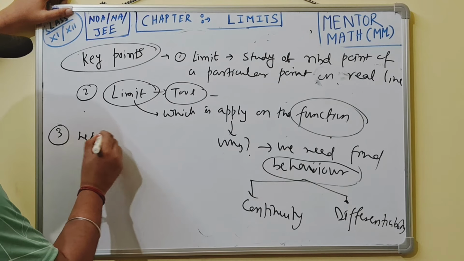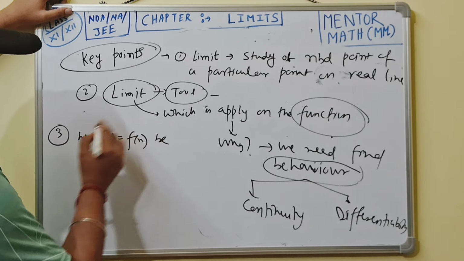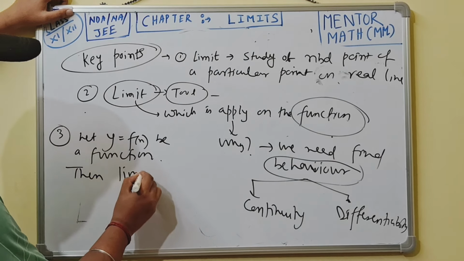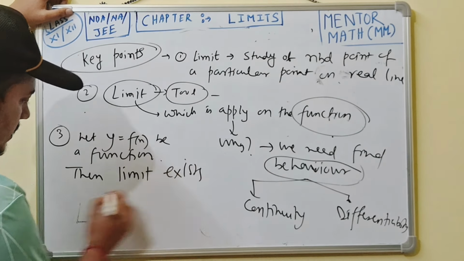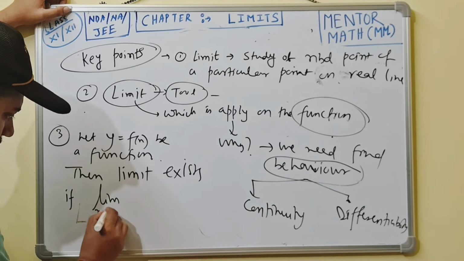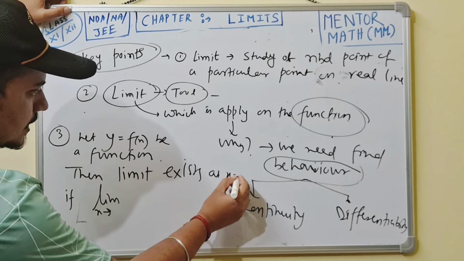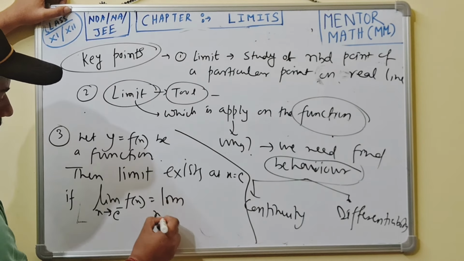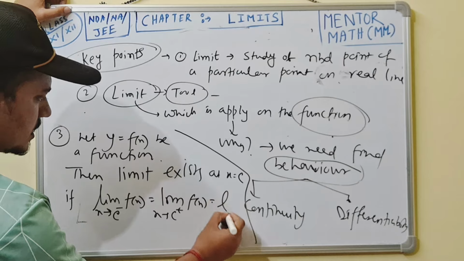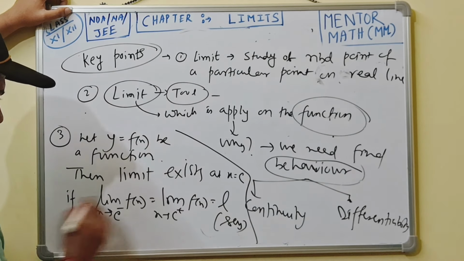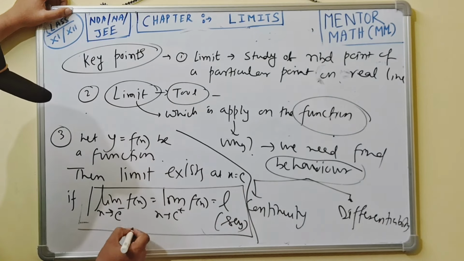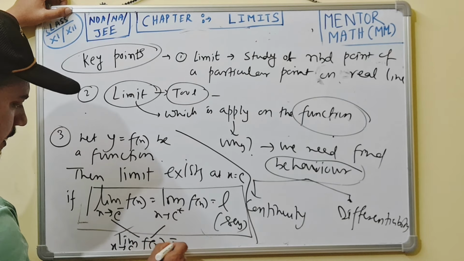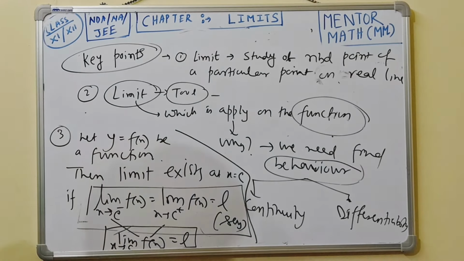And number 3, what is the geometrical definition? So let y is equal to f(x) be a function, then the limit exists if the left hand limit, x tends to c negative f(x), is equal to the right hand limit, x tends to c positive f(x), is equal to, let us take, some limit L. So this is the limit exists, and you can write that this gives limit x tends to c f(x) is equal to L. Okay, these are your 3 key points you can note please.